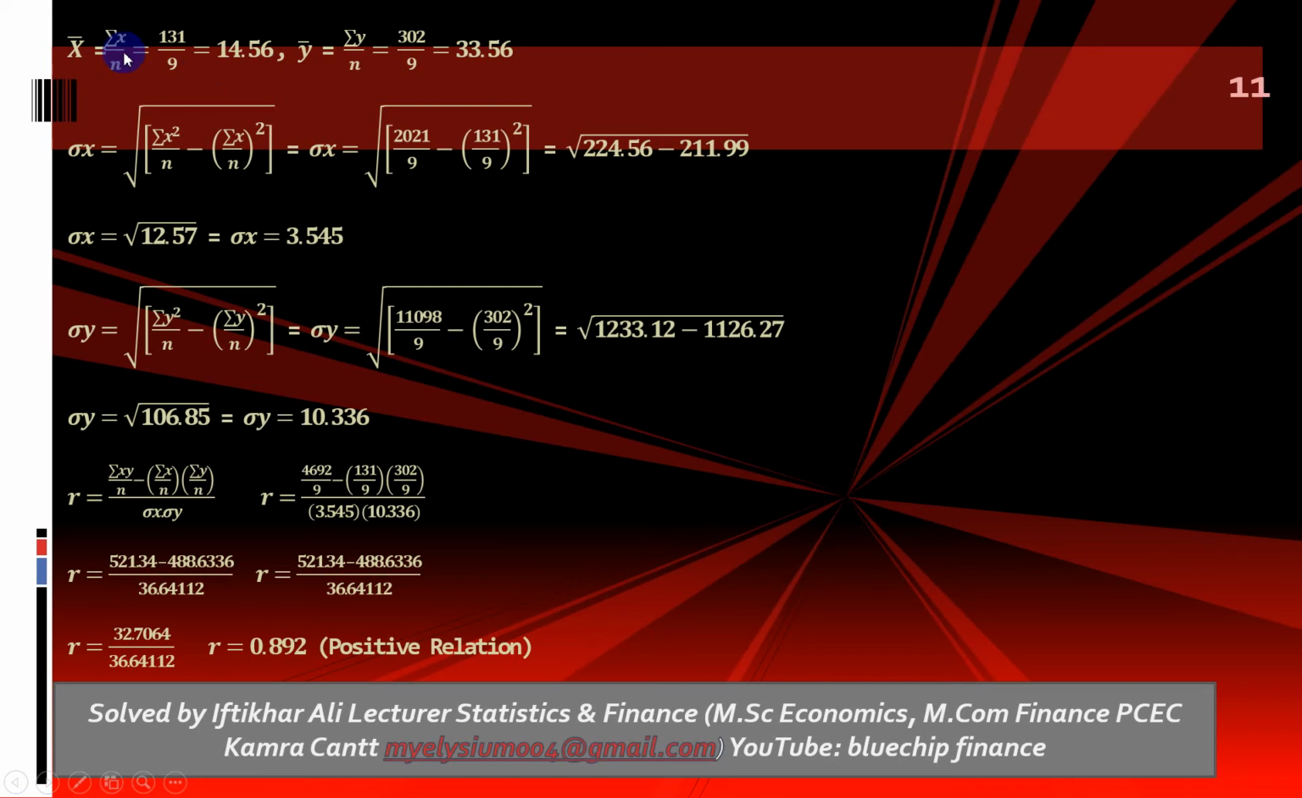Mean of x is 131 divided by 9, which is 14.56. Mean of y is 33.56. After putting the values in the standard deviation formula, the standard deviation of x will be 3.545, and the standard deviation of y will be 10.336. Finally, put these values into the correlation formula, and the correlation will be 0.892, which indicates that there is a positive relation between these two variables.